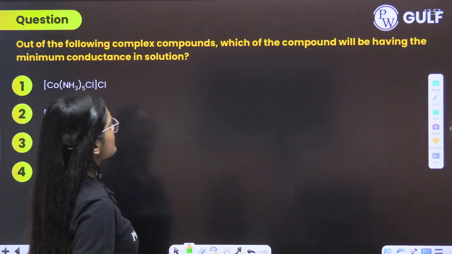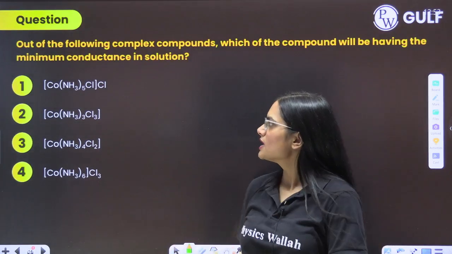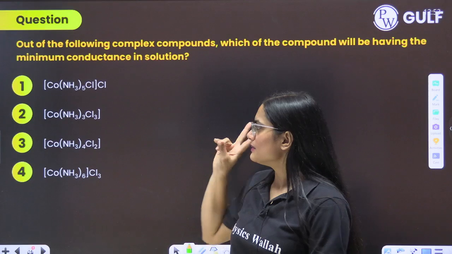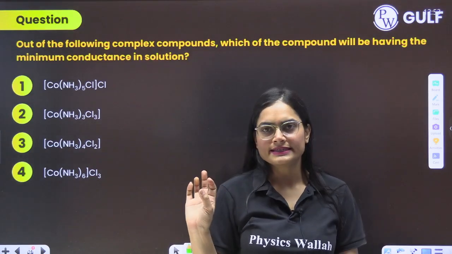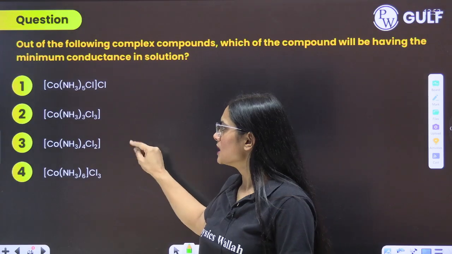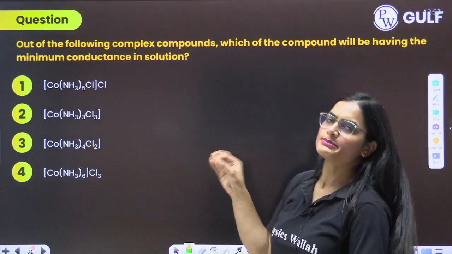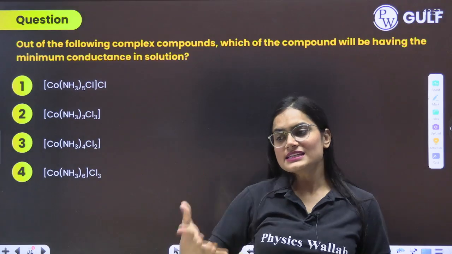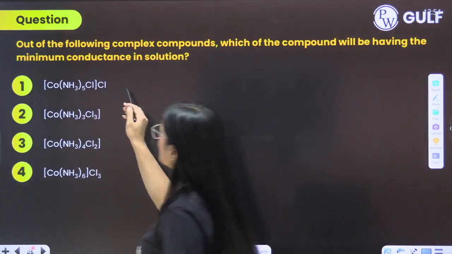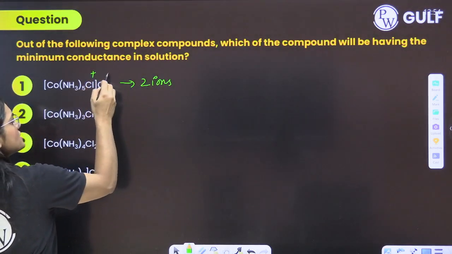Out of the following complex compounds, which of the following compounds will have the minimum conductance in the solution? Now, this is a question where two answers are possible, but either two answers are possible and NTA will decide, or according to my choice, I will go with option number second. But why? I'll tell you the reason for that. Minimum conductance. Conductance depends on number of ions. Lesser the number of ions, lesser would be the conductance. If I talk about these two, they will give 2 ions. You will be getting 2 ions here because this will ionize to positive and negative. 2 ions.